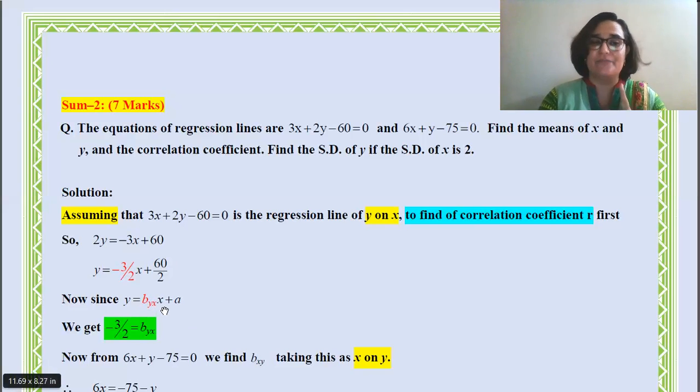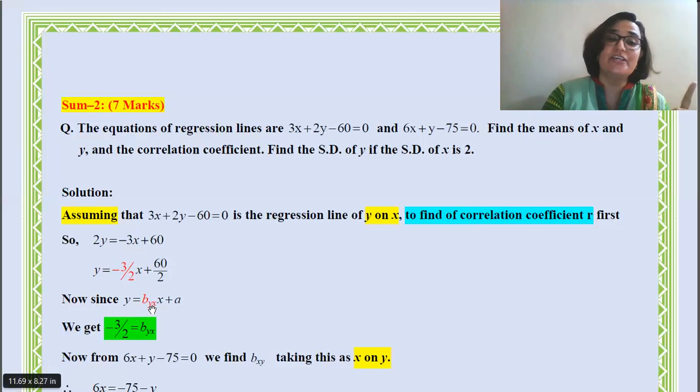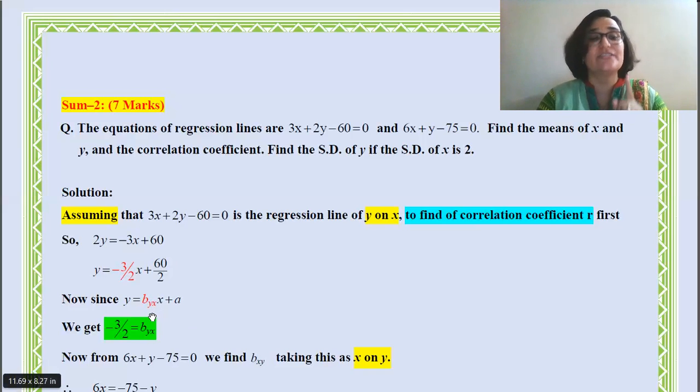And I taught you that whatever is the coefficient with x, that is your byx. Very good. So look at the red color things. What do we have with x? Minus 3 by 2. What is that? It is the coefficient of your variable x, correct? So that is how, from the equation of y on x that you assumed, we got the value of byx as minus 3 upon 2.